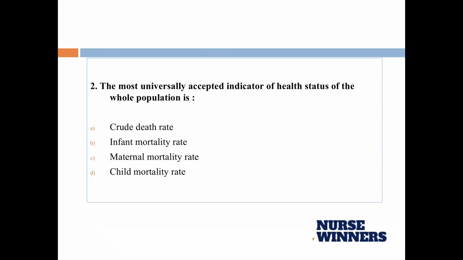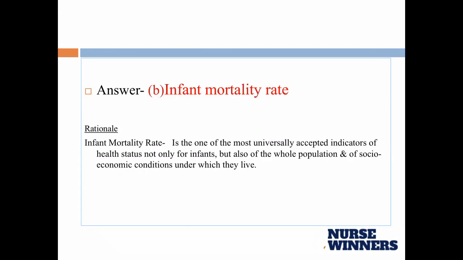Second question. The most universally accepted indicator of health status of the whole population is: A. crude death rate, B. infant mortality rate, C. maternal mortality rate, D. child mortality rate. Answer: option B, infant mortality rate.